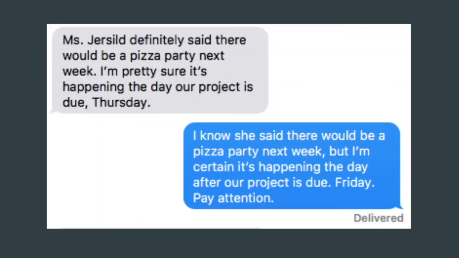Before we get into complex text, I want us to think about where we do this in daily life. So, here's a scenario. You're reading two texts from your two best friends. One says she is quite certain Miss Jersel implied that there would be a pizza party next week, and it will be the day that the project is due, Thursday. The other friend said she's also certain the pizza party is next week, but it's the day after the project is due, Friday. Let's examine this riveting piece of literature.